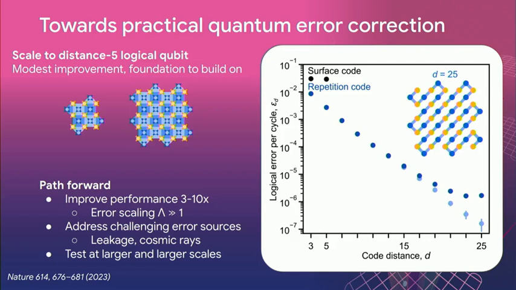So anyway, to conclude with what I was talking about, what have we shown? We've shown a surface code where the distance 5 code performs slightly better than the distance 3 code in terms of logical error per syndrome extraction cycle.